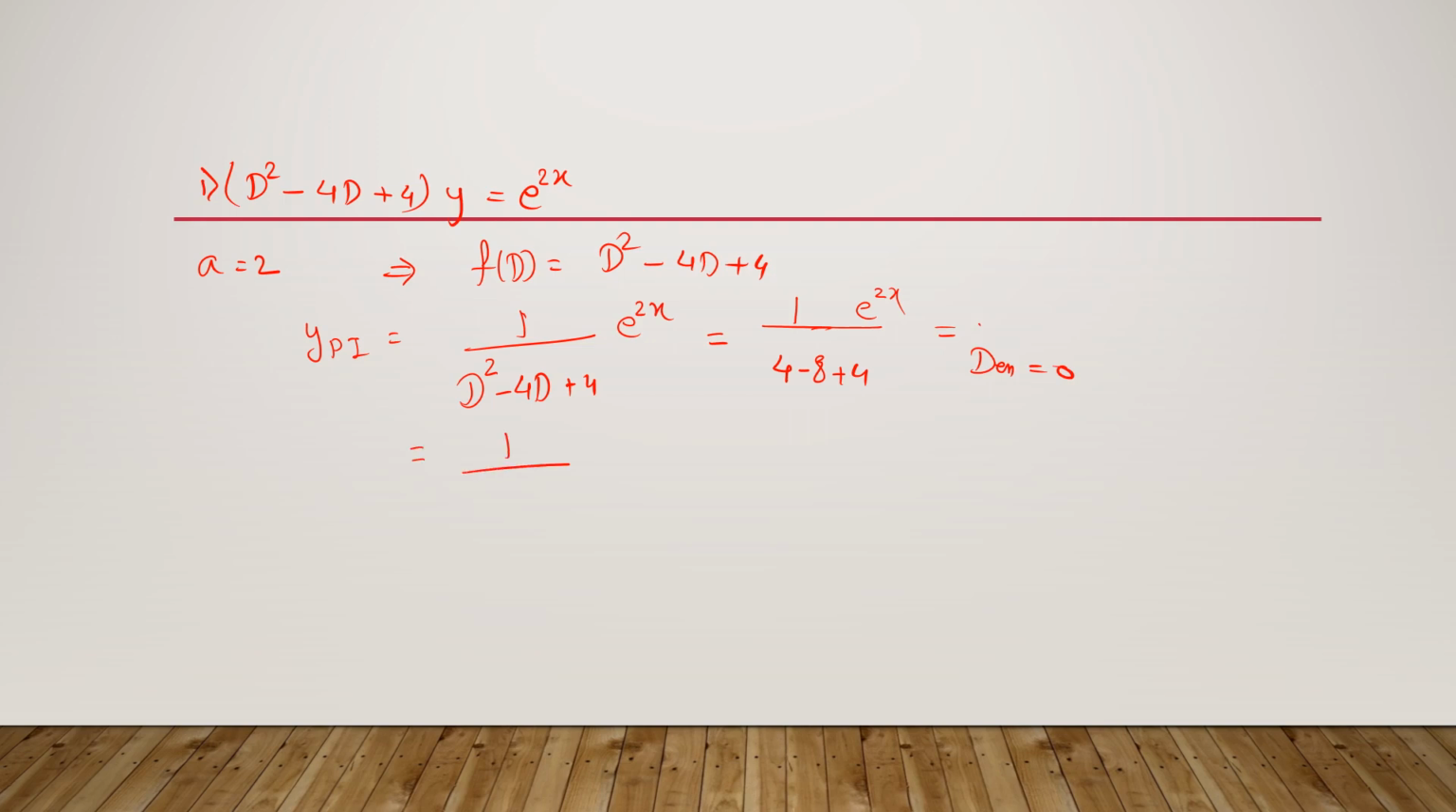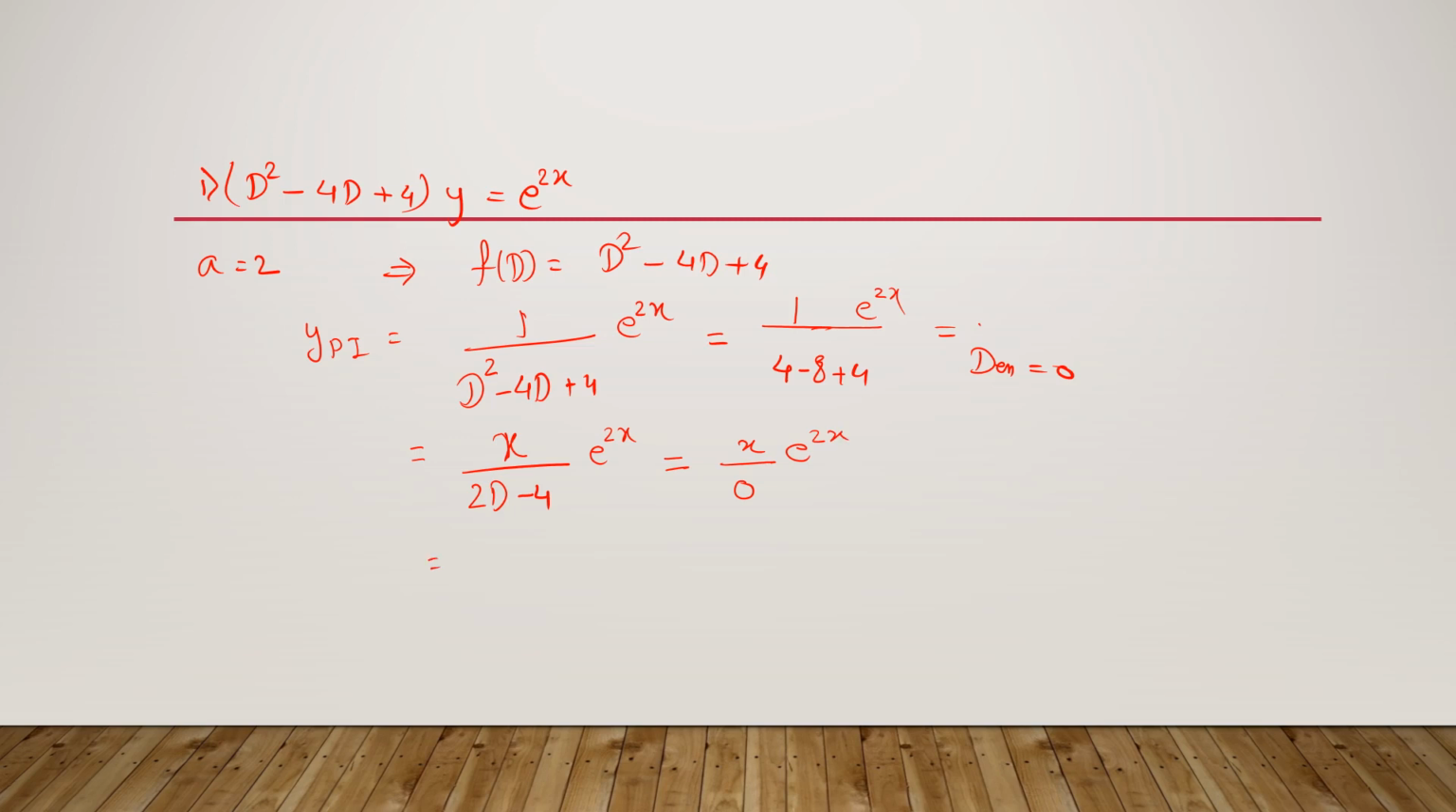So after differentiation, what do I get? 2D minus 4 into e to the power 2x. Now as I've told you, after differentiation of the denominator, I need to multiply with x on the numerator. Then once again substitute the value of D equal to 2. So what do I get? x upon 2 into 2, which is 4, 4 minus 4, once again equal to 0. So once again I need to differentiate the denominator.